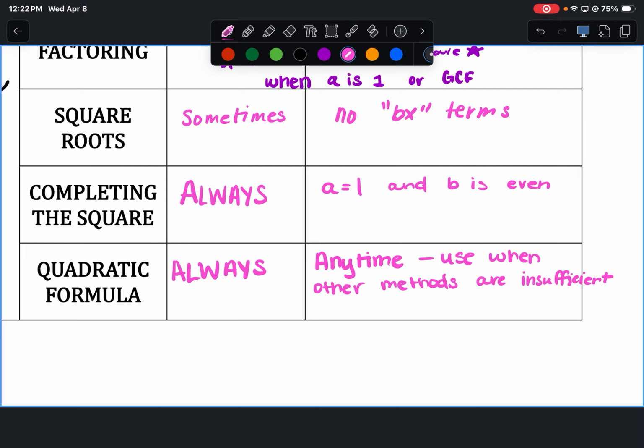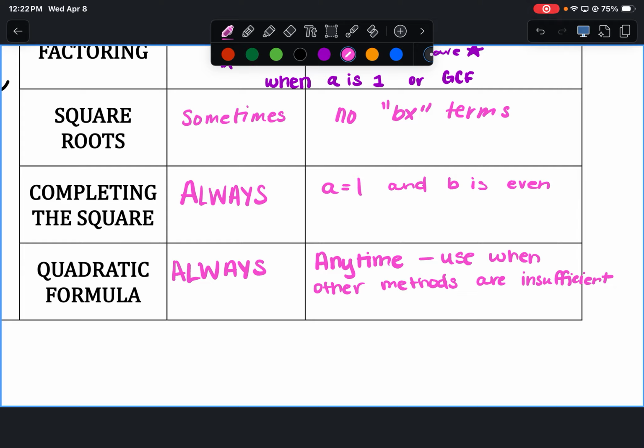All right. Now for equation B. What term is missing? The B term. So if we have no B term, we automatically solve by square roots. Before I do that, though, I'm going to find my discriminant. So what is our A term? -2. What is our B term? 0. What is our C term? 144.